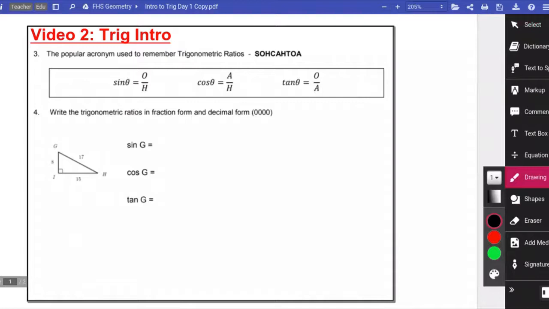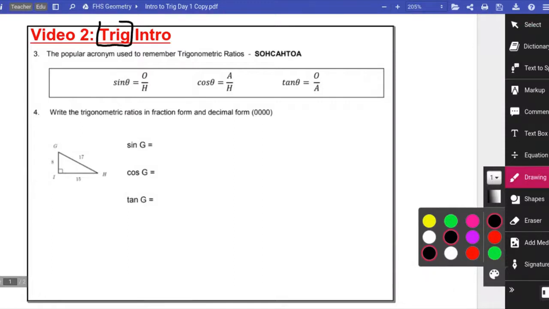All right, what are we doing? So now we're still working with trig, right? You're still working with trig. So what we're gonna do? I'm gonna make your life a little bit easier.